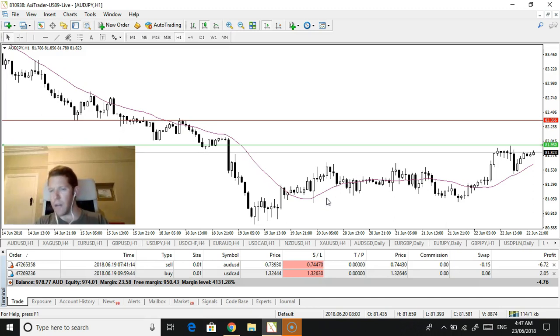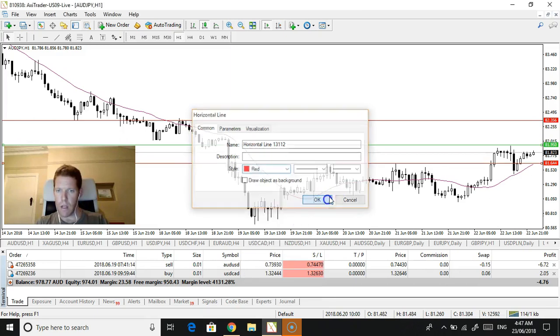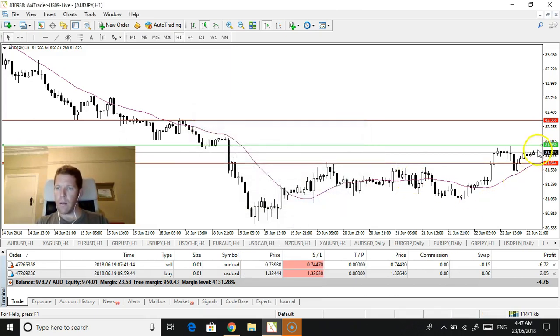So lime green would be the entry, and then in red, that's where the stop loss would be potentially. So we'll make that red. Race car red, baby. So that's what we're looking at, around 31 pips or so, and then 44 to the next resistance level, or zone.